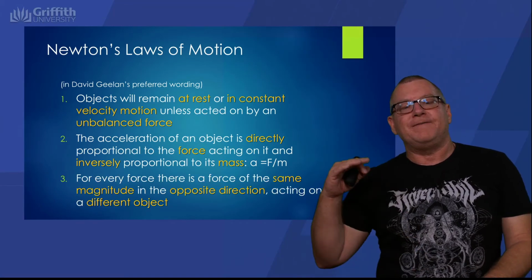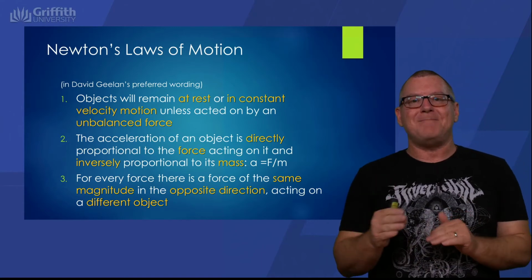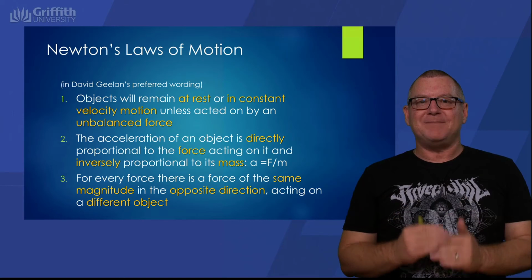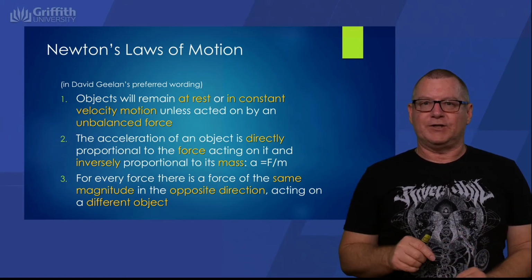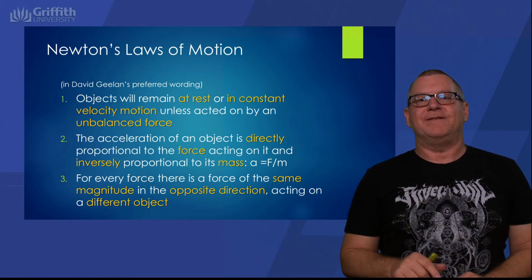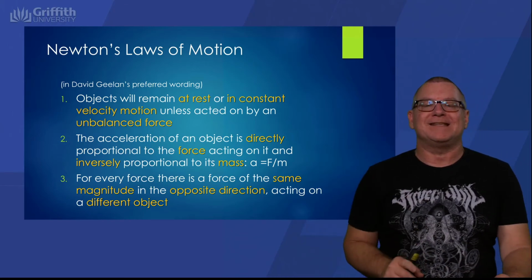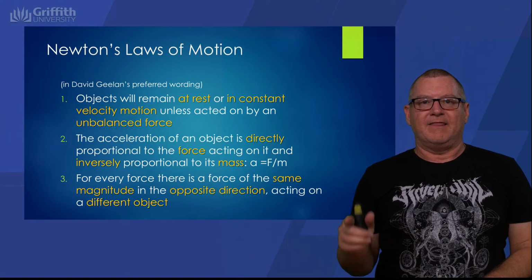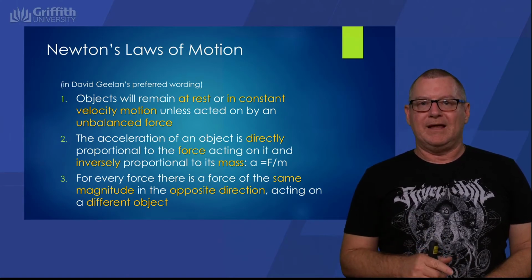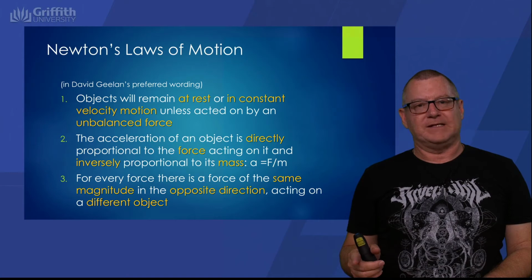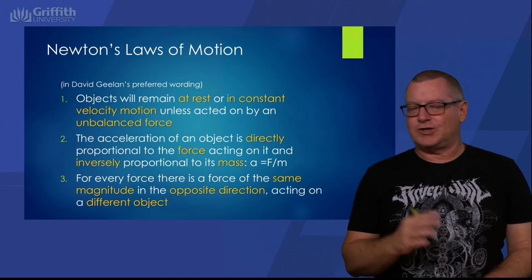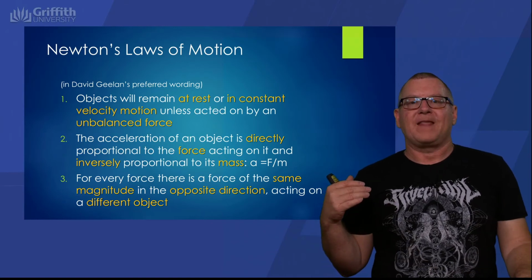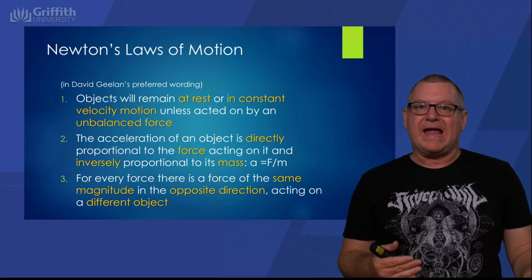Third law: for every force, there is a force of the same magnitude. Magnitude is just a big word for size. If there's a force of the same size in the opposite direction that acts on a different object. Now, this one is often stated as, for every action, there's an equal and opposite reaction. That's the usual language people use, but it's very, very imprecise because it doesn't specify force. Action could be anything. It's not a technical term in physics. And it doesn't specify where the force acts and so on.